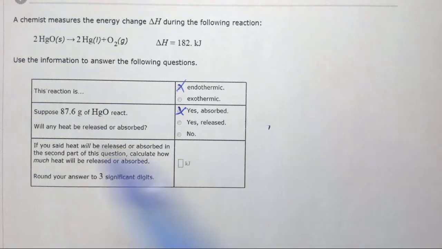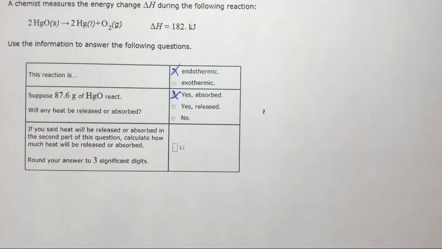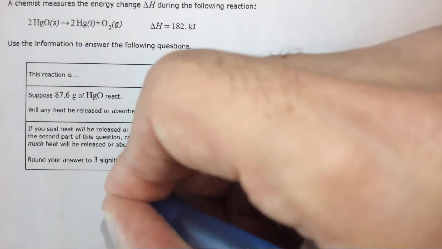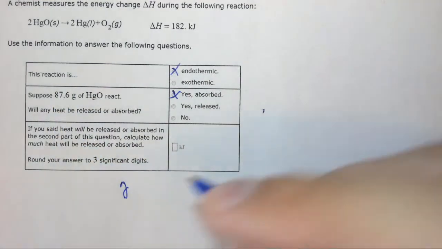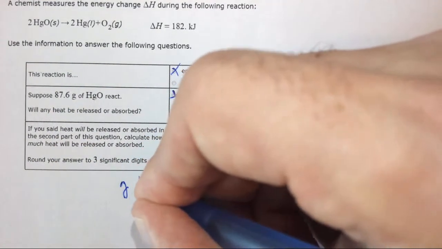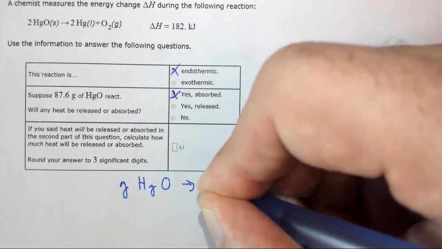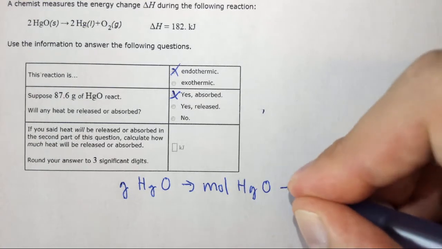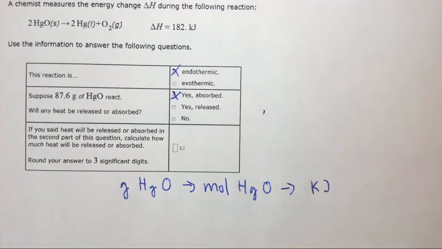To do that, we need to do something that's very similar to stoichiometry, except at the end of the day, we're going to get energy instead of maybe grams or moles as our final answer. So first of all, with a plan of attack, we want to go from grams. In this case, we have 87.6 grams of mercury(II) oxide, but we want to go from grams of mercury(II) oxide to moles of mercury(II) oxide, and then finally to kilojoules.